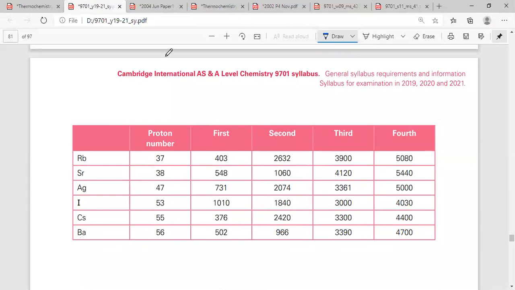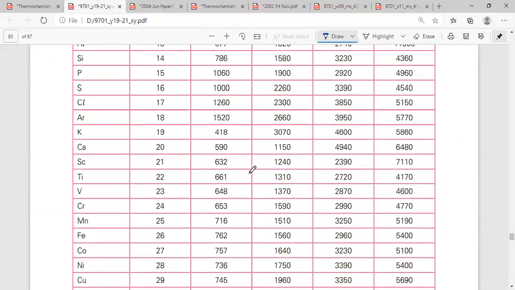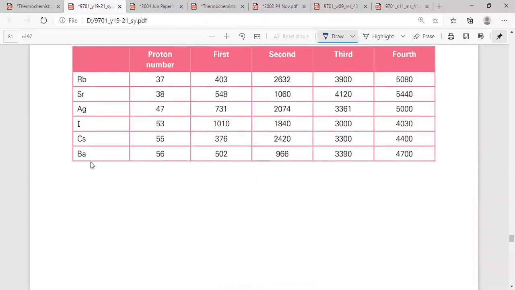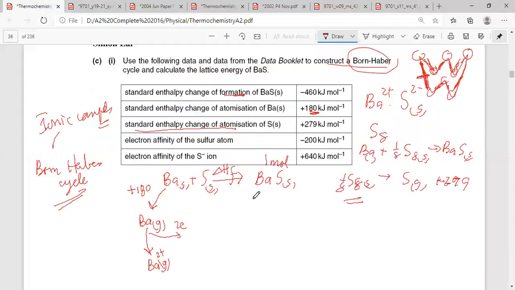Now here it's the second part, and now to the first part. They say, oh, don't have. Mr. Lam laughs at me, oh, you idiot. Barium, first and second: 966 plus 502 is 1468. So this is 1468. To remove it, it's positive 1468. To remove electrons, you need energy, isn't it? So electrons are given up.